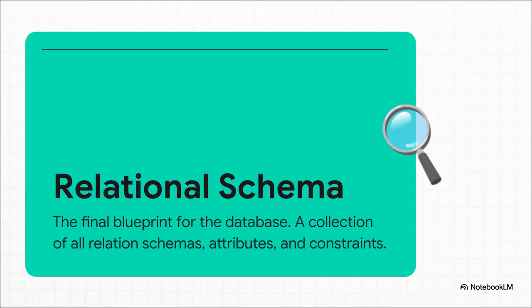And what do you get at the end of all this meticulous work? You get the relational schema. This is it. This is the master blueprint, the complete, final technical plan that lays out every table, every column, and every single relationship for the entire database. It's the final instruction manual before construction begins.